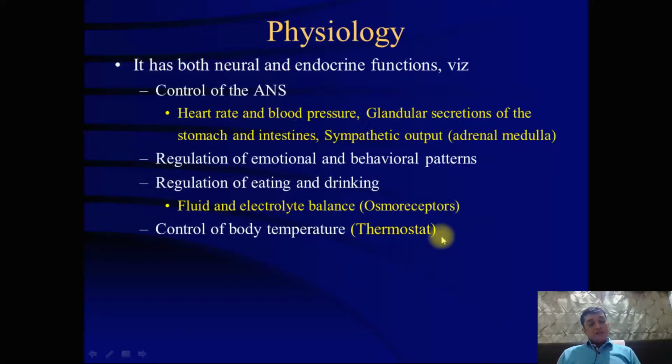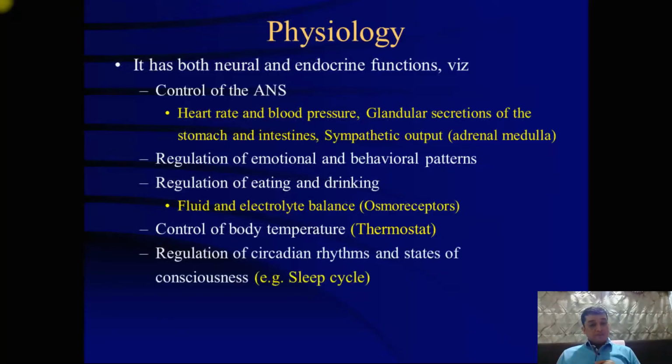The hypothalamus has a very important center which we call a thermostat, and that controls your body temperature. So 37.4 degrees Celsius is controlled by your hypothalamus, the thermostat. Finally, you also have maintenance of circadian rhythms. Circadian rhythms are the cyclic changes that occur within 24 hours. Circa means about, and dies means day, so the rhythms which recur within 24 hours are called circadian rhythms.